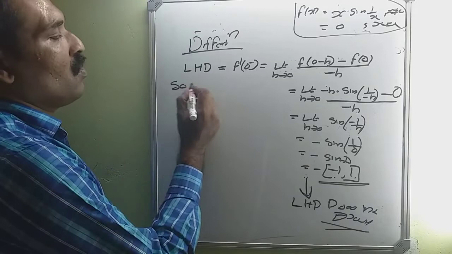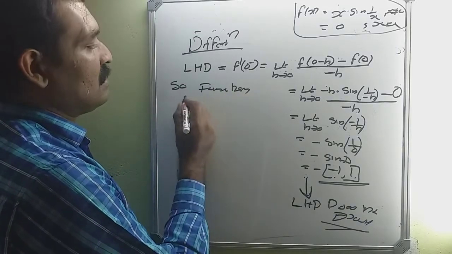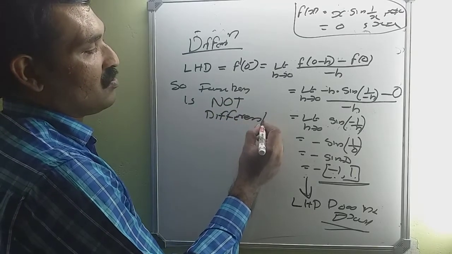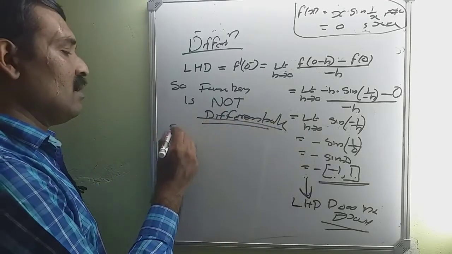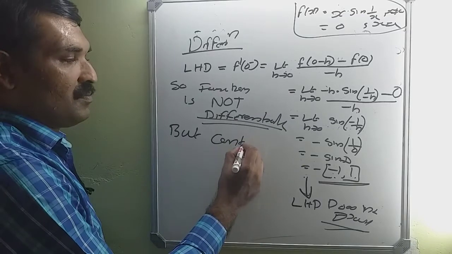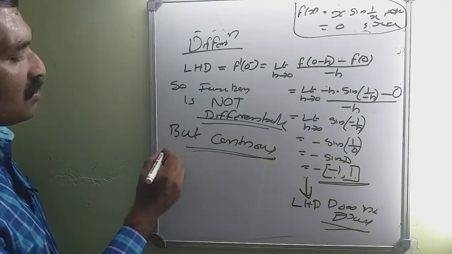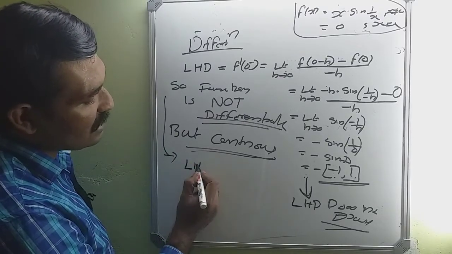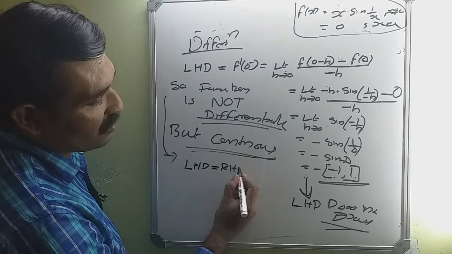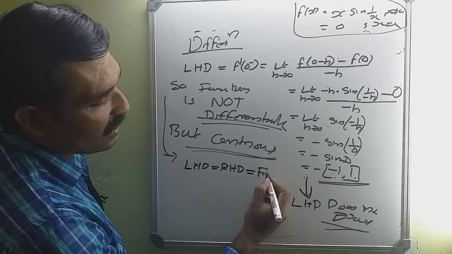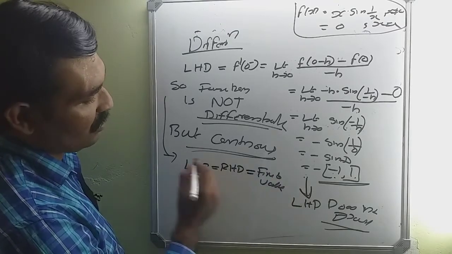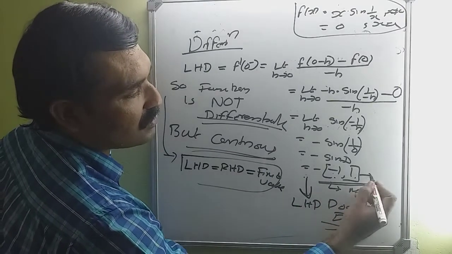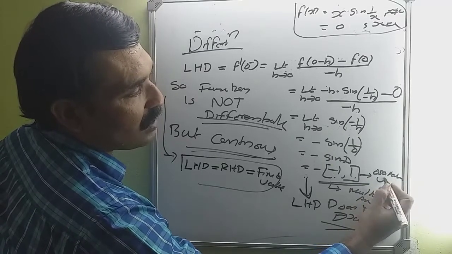So this function is not differentiable. But this function is continuous. For a function to be differentiable, LHD must equal RHD, and both must be equal to a finite value. Here we have got multiple answers. This is an oscillating value.